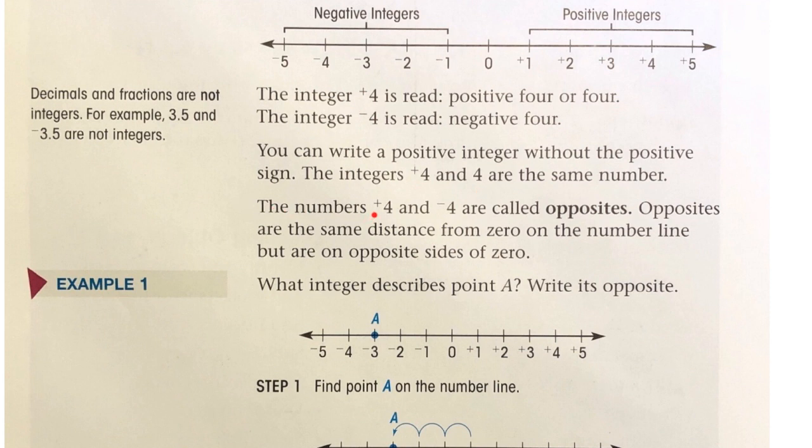The numbers plus or positive 4 and negative 4 are called opposites. Opposites are the same distance from 0 on the number line, but are on opposite sides of 0.